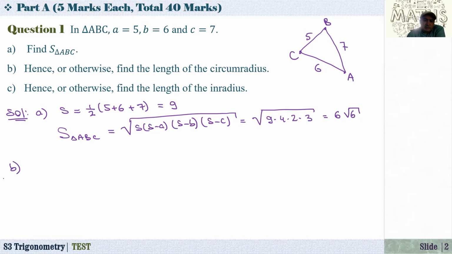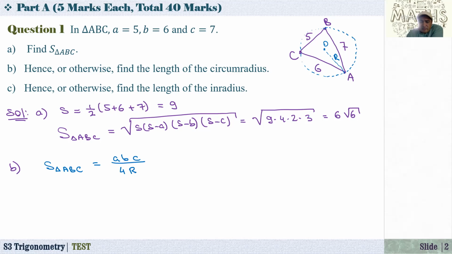In part B, hence or otherwise means that either using this result or using any different method, find the length of the circumradius. Circumradius is a capital R. If you draw a circle, we can draw a circle that passes through the vertices of this triangle. This one is the center of the circle, and we are looking for this capital R. We have already proved that the area of triangle ABC is equal to a times b times c over 4 times the radius of the circumcircle.